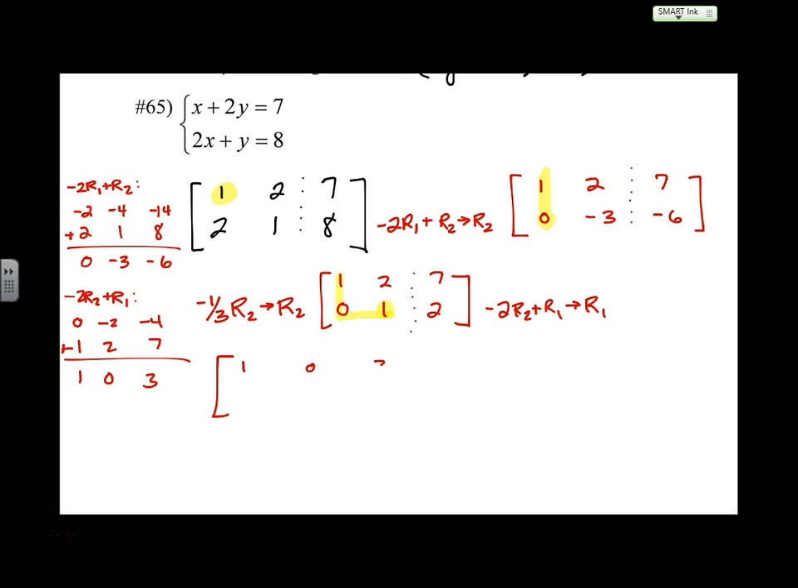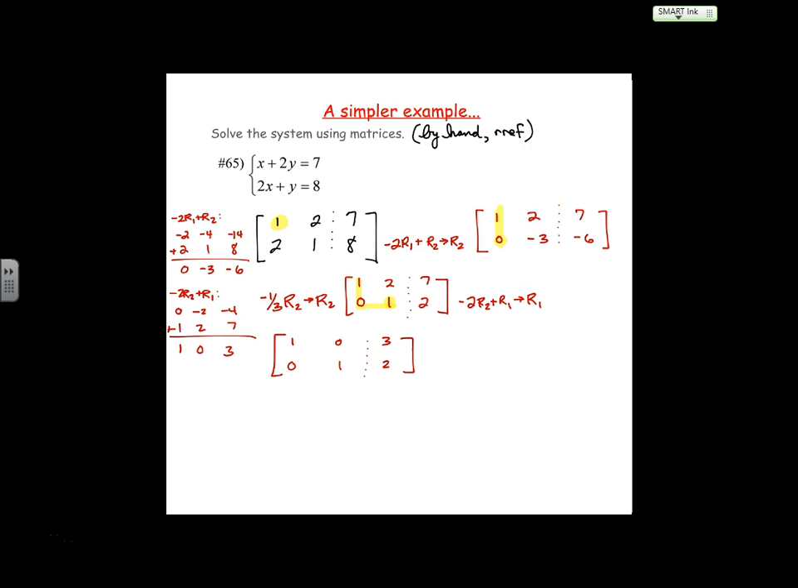So 1, 0, 3, 0, 1, 2. Did we get our second 0? Check. Do we have everybody good? Check. We have our identity matrix. Wait, why was that so cool? Or what did that accomplish? I know exactly that x is equal to 3 and y is equal to 2.